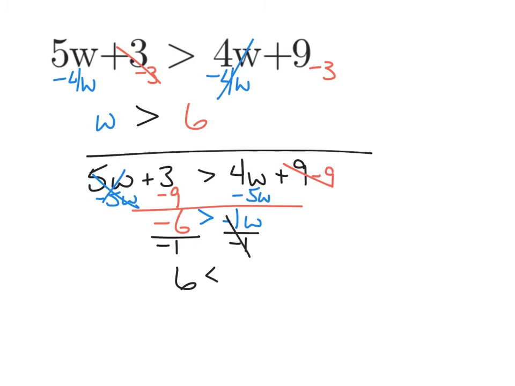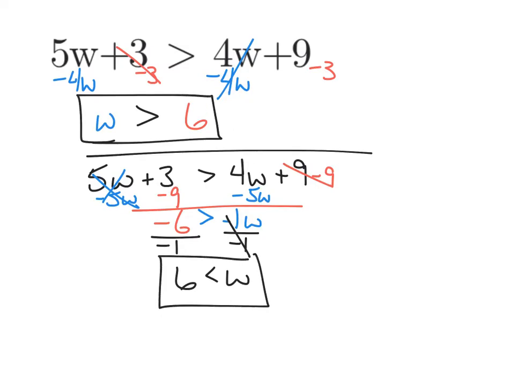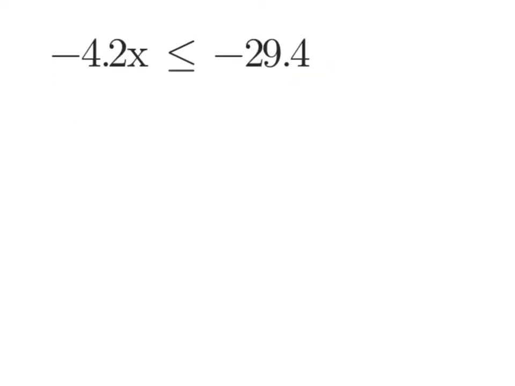The negative 1's cancel, and we're left with w. And if you compare our two solutions, w is greater than 6, or 6 is less than w. W greater than 6 would mean this. And 6 being less than w, well, we would find 6, and all the w's would have to be greater than, so also off to the right. And we end up with two solutions. Even though they look a little bit different, they are still the same.